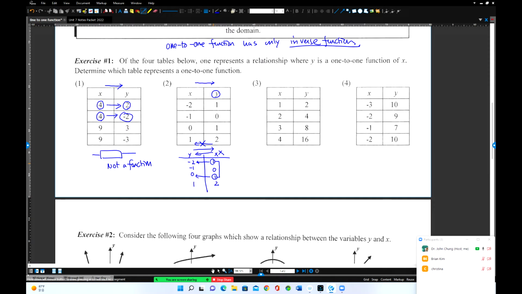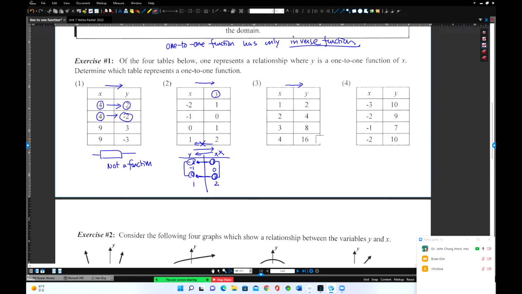Can you see that? One has negative 2. Another one has a 0 also, right? We have two different values of y in the reverse system, which is the inverse. That is not one-to-one. Now the next one: they are all different values of y. 1 is 2, 2 is 4, 3 is 8, 4 is 16. Only one value each. That's fine. This is a function.